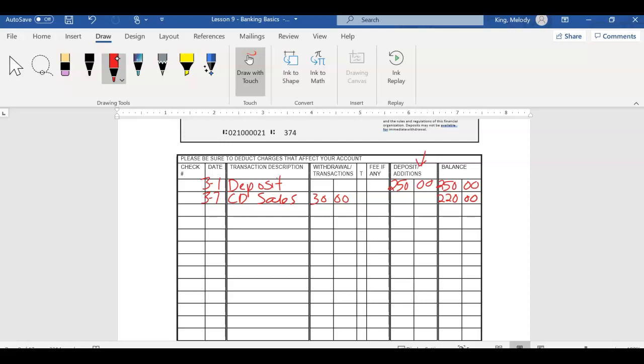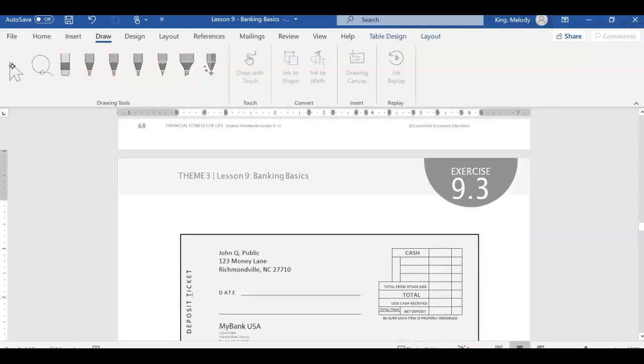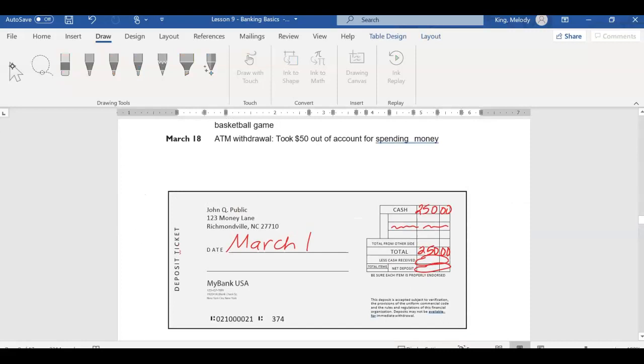So on March 7th, they purchased CDs for $30. That would go under your withdrawal column here. Then I subtracted $30 from my previous balance, so now I'm down to $220. The balance column is just keeping track of what you actually have in your account after each deposit or purchase. Okay, so just make sure as you're going through each one of these, you not only record it in the register, but you also either fill out a check or a deposit slip.